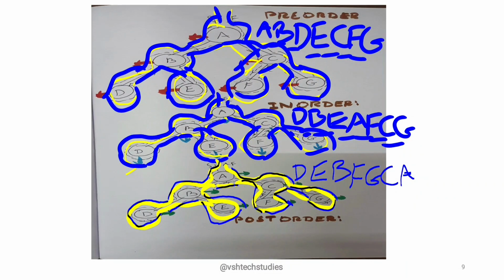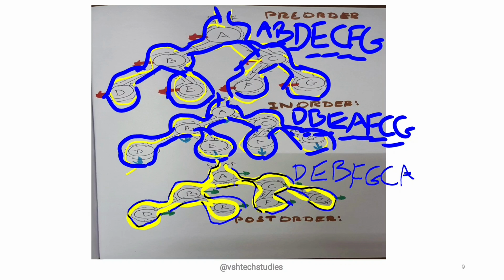Then in this direction if you move, it is cutting G. So in this direction C. Next the last one is A. Okay. This is the answer. That is post order sequence. Now pre-order sequence, in-order sequence and post-order sequence for the given tree we have got.